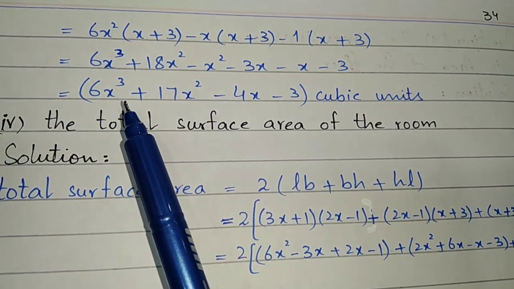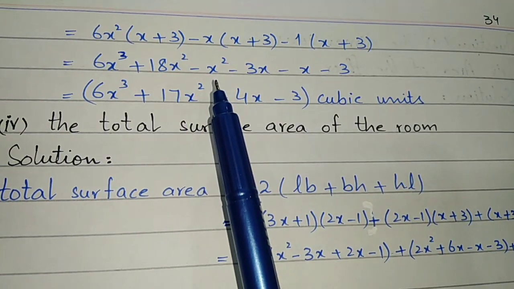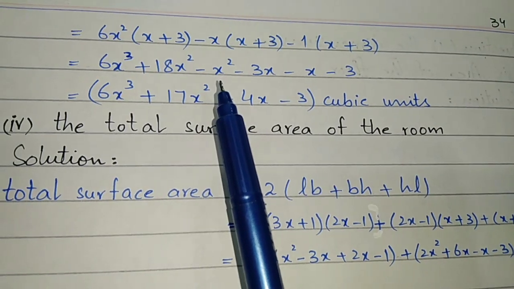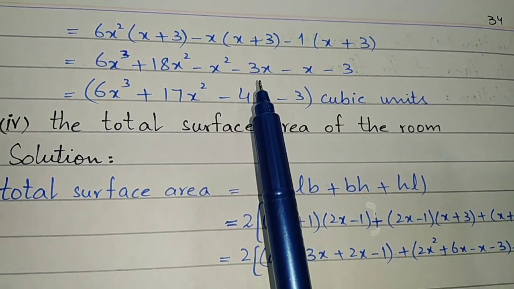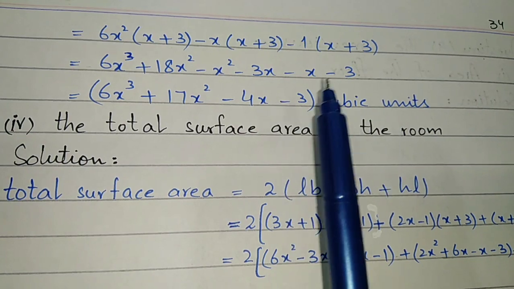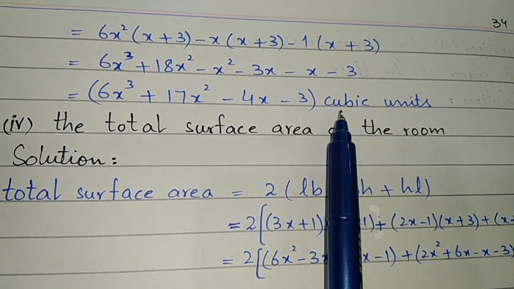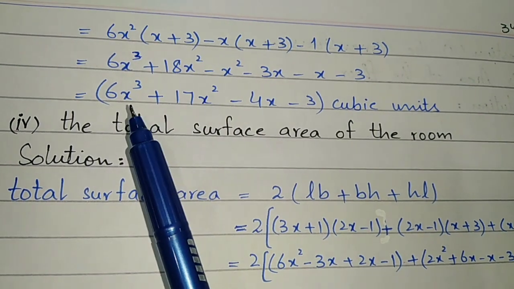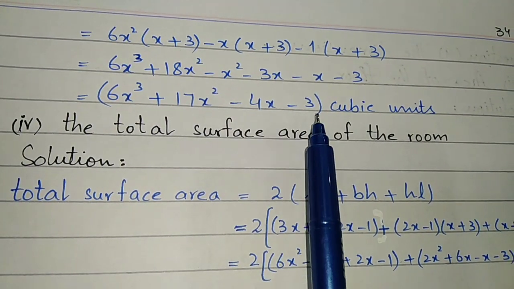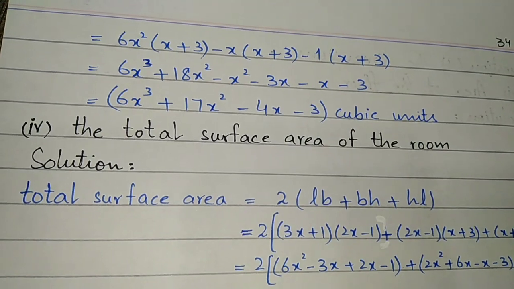So 6x³, positive 18x² and negative x², that is 17x². Minus 3x minus x, that is minus 4x, minus 3 cubic units. These cubic units are the unit of the volume. So 6x³ + 17x² − 4x − 3 cubic units is the required answer.